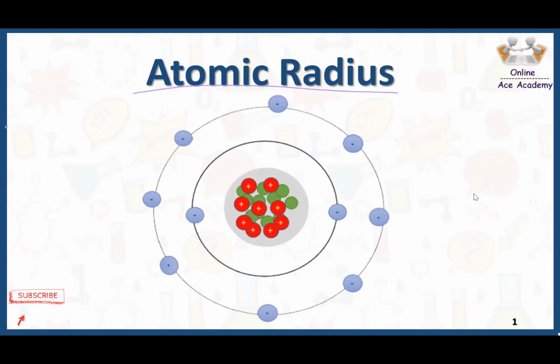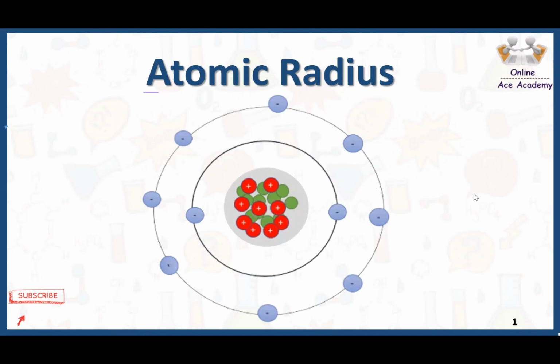Atomic radius. Here you can see a nucleus. Inside the nucleus, we have protons and neutrons, and here we have the electrons. Now, the distance between this nucleus and the outermost electrons of the outermost shell is called the atomic radius. The atomic size of an atom depends upon the atomic radius.